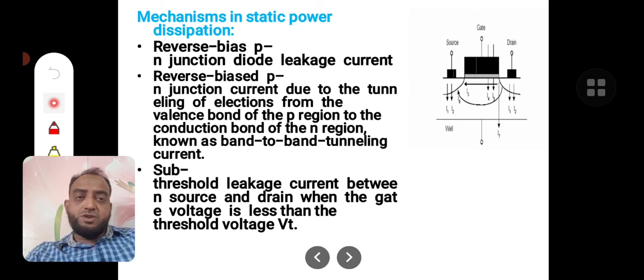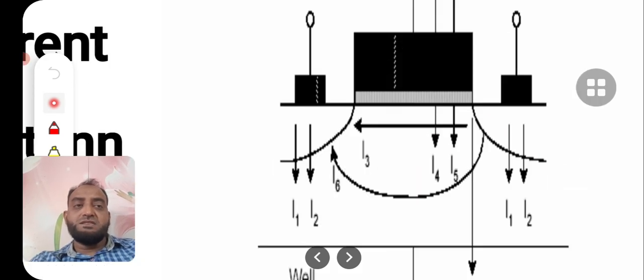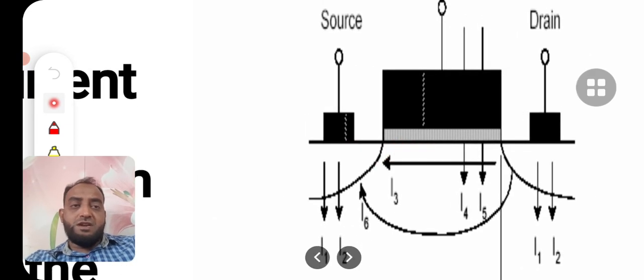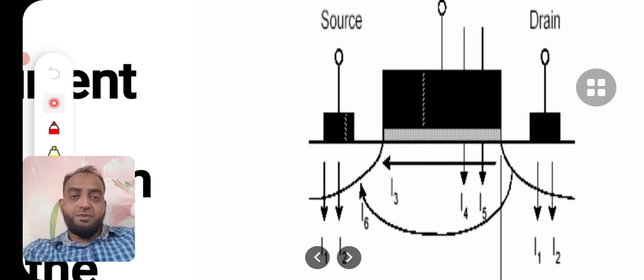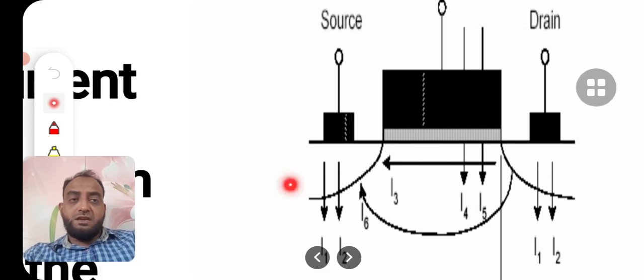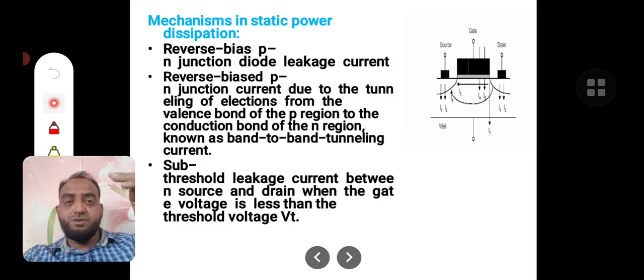The next one is subthreshold leakage current between the source and drain when the gate voltage is less than the threshold voltage VT. Whenever the gate voltage is less than VT, we consider the channel not formed. Even then, some charge carriers are coming from drain to source. That current is called subthreshold current, meaning less than the threshold. The current that is flowing is called subthreshold leakage current between source and drain.